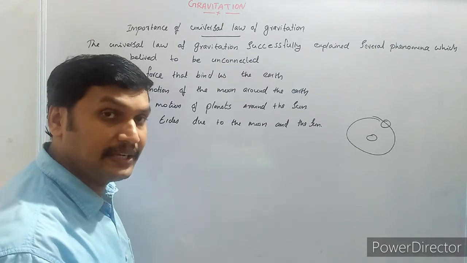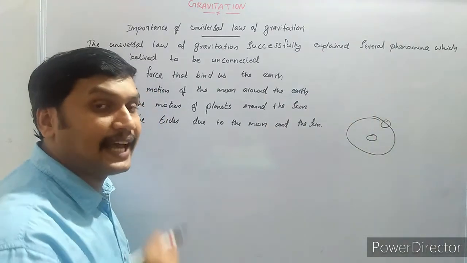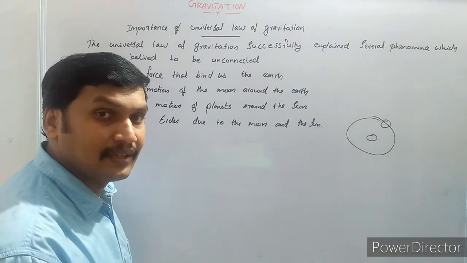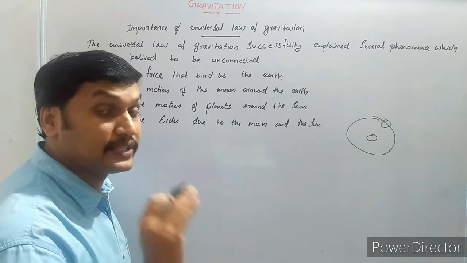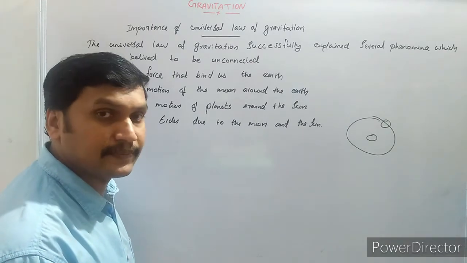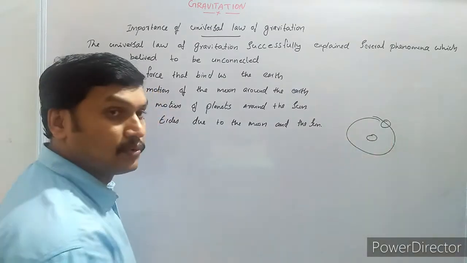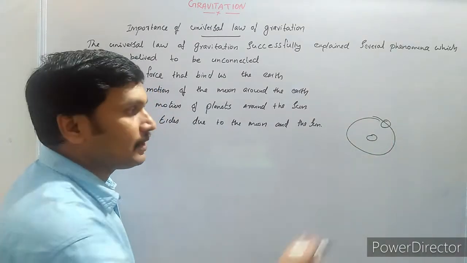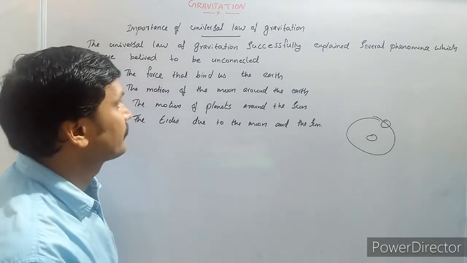The centripetal force means when an object is moving through a circular path, some force is acting toward the center. That force is actually directing the object through the circular path. That force we call centripetal force. So the required centripetal force for the moon is provided by the gravitational force between the earth and the moon.